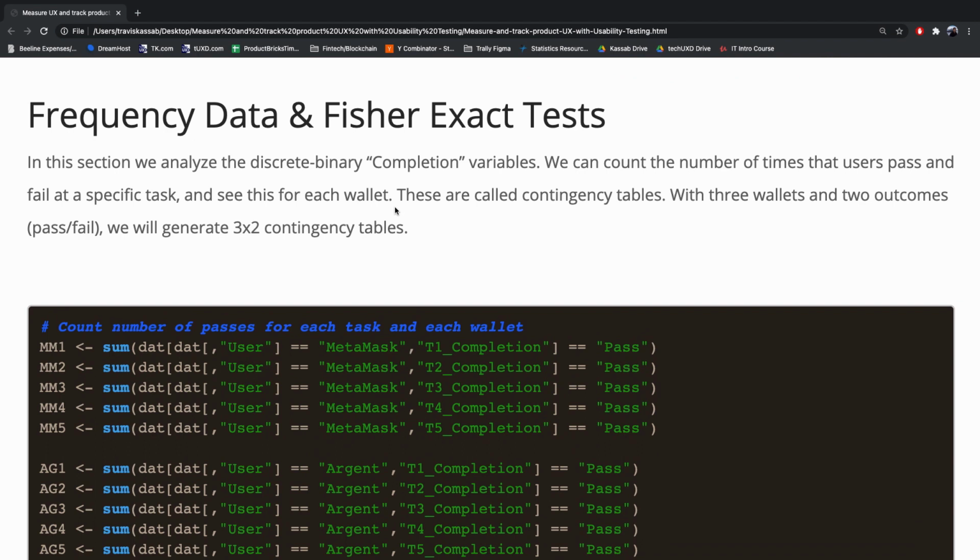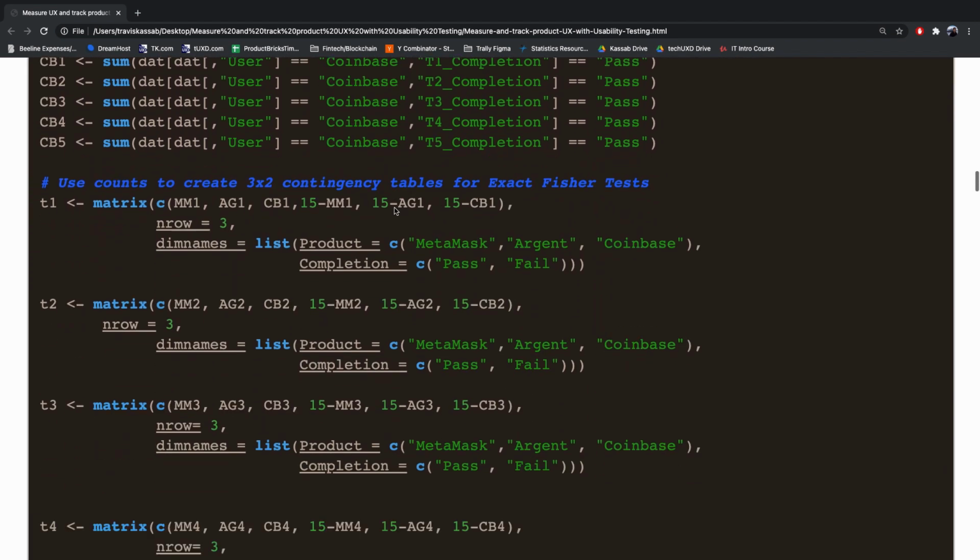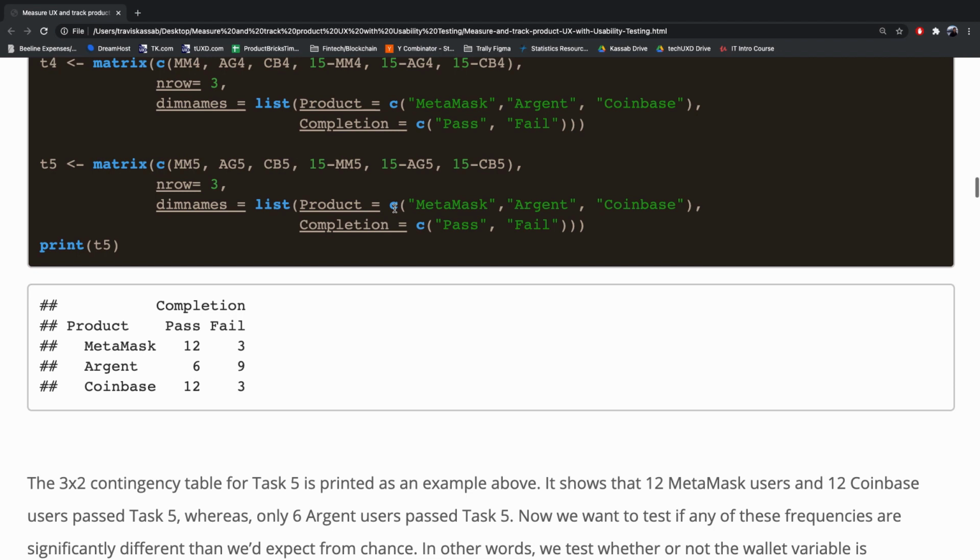So we start with completion rates. And with these, we calculate something called a contingency table for each task. What a contingency table is, it has the products or the crypto wallets in the rows, and then it has the outcome variable in the columns. And we are writing in here the frequencies of occurrence. So for MetaMask, 12 people passed. I'm printing task, this is the contingency table for task 5, by the way.